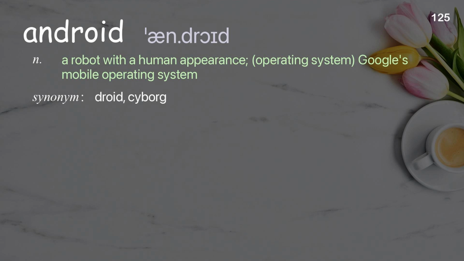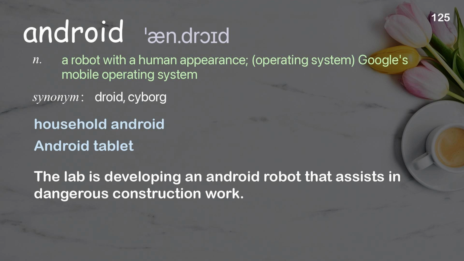Android. A robot with a human appearance. Operating system. Google's mobile operating system. Examples: Household Android. Android tablet. The lab is developing an android robot that assists in dangerous construction work.